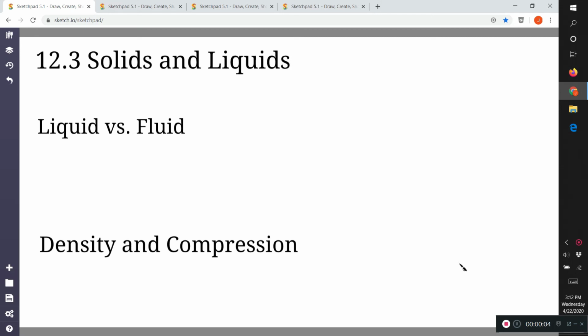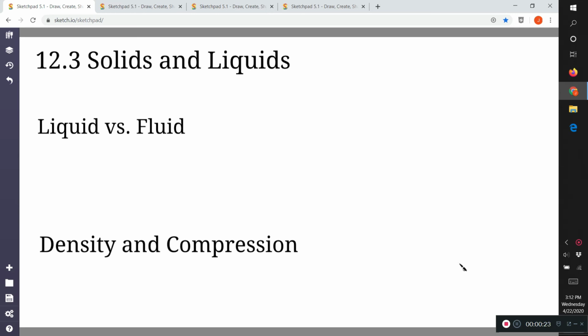We're going to start in section 12.3, which talks about solids and liquids. If you remember, 12.1 talks specifically about gases. So we're going to continue our discussion of the different states of matter. We're going to talk today mostly about liquids, and then we'll do a separate video on solids.